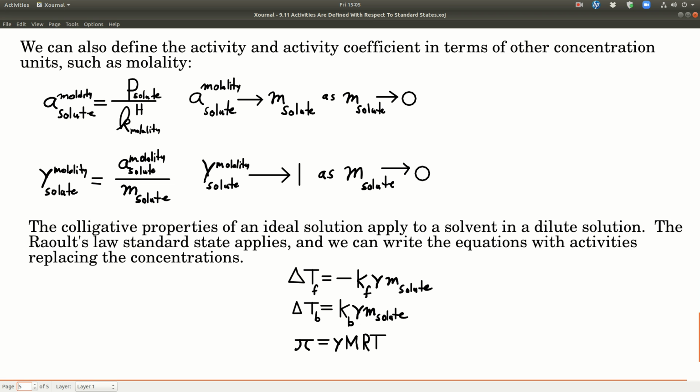The colligative properties we talked about, the freezing point depression, boiling point elevation, and osmotic pressure, we can now write in terms of the activities rather than the concentrations. In regions where we're not in a really dilute solution one way or the other, it gives us a better result. Here the activity coefficient times the molality is the activity, so we're writing the activity like that. Same thing here, and here we're using the molarity. This big M stands for molarity, and the activity coefficient there is for molarity.